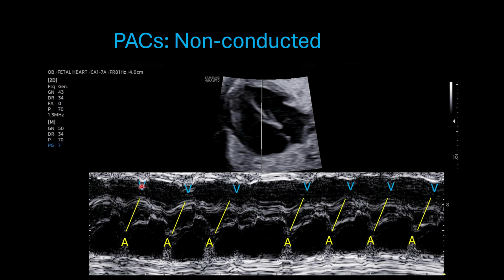Now, we can see the A to V intervals are all normal, but then once you get this premature atrial contraction here, it happens simultaneously during this V wave, and then the ventricular conduction is dropped and lost. And so you have this pause here until the next sinus A to V happens, A to V. And so this is an example of a non-conducted premature atrial contraction.